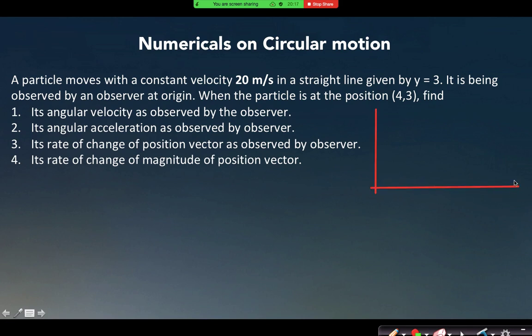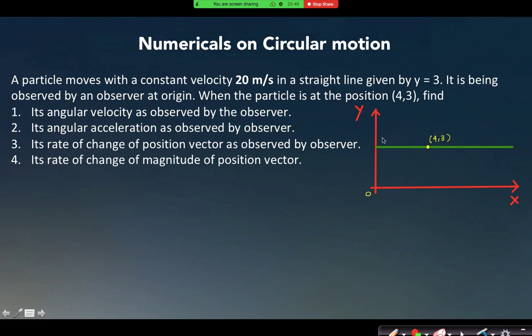This is suppose x and y axis that I have drawn. Y axis, this is x axis. And what is the motion of the particle? According to this question, the particle is moving along the line y equal to 3. This is the line of the particle. Suppose at some instant the particle is here, which is 4, 3, and observer is here. Now as the particle is moving in a straight line path, again the question is asking about the angular velocity.